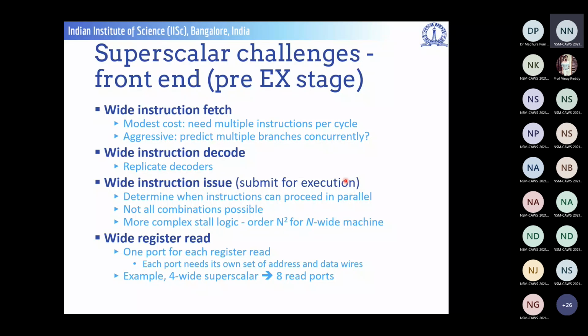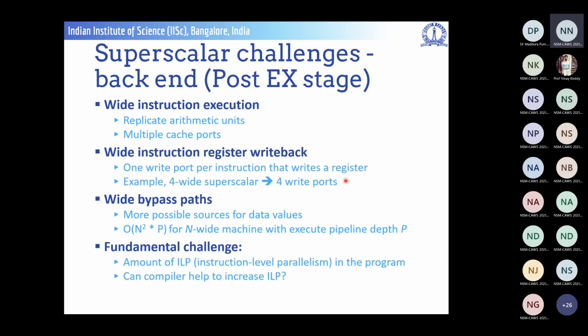We have also already talked about how the register file needs to support multiple parallel accesses, which means multiple ports. For a 4-wide superscalar, if you have 2 register operands, then you would require 8 read ports.